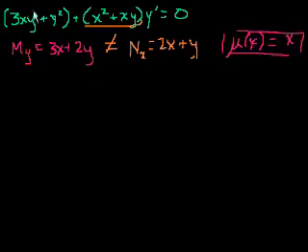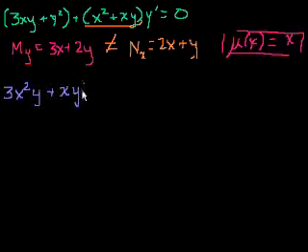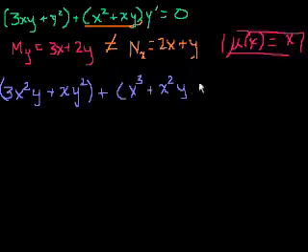Let's solve the problem. So let's multiply both sides of this equation by mu, and mu of x is just x. So we multiply both sides by x. If you multiply this term by x, you get 3x squared y plus xy squared, plus, we're multiplying these terms by x now, x to the third plus x squared y prime is equal to 0.